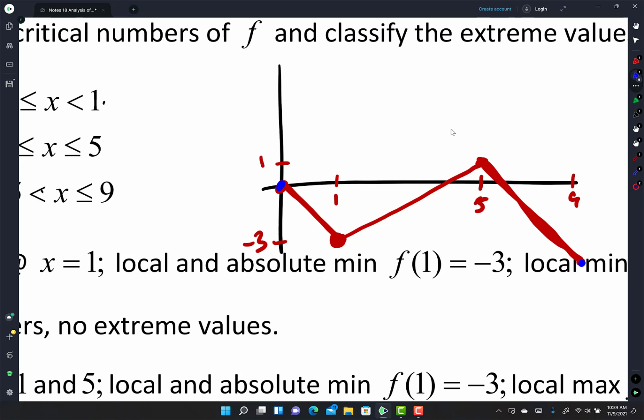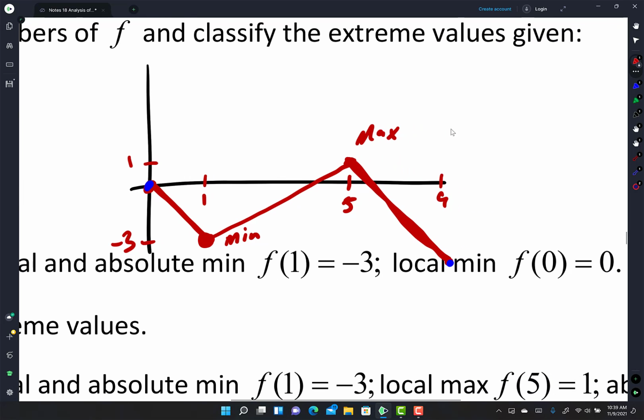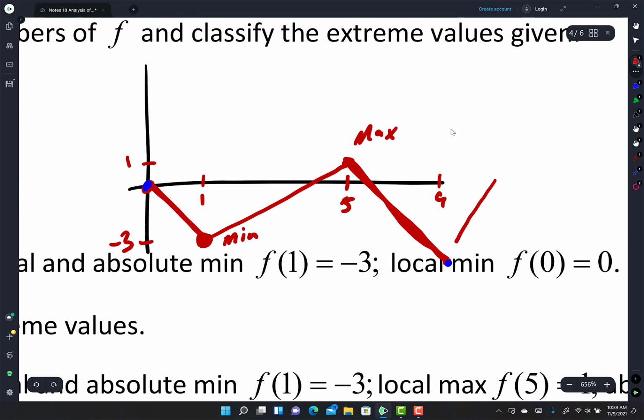Okay, so let's see. Which one's a max, which one's a min? 5 is a max. 1 is a min. Is it an absolute min? No, I think, and I think UH agrees. We'll see the answer choices right now. I think the absolute min happens at 9. Notice that it's an endpoint.